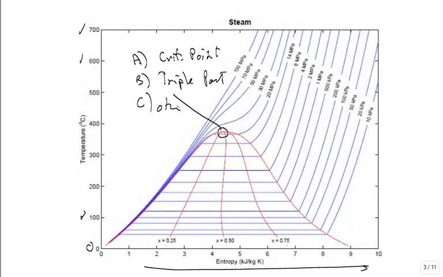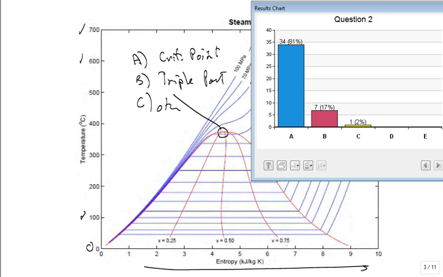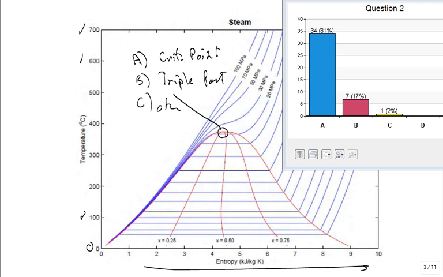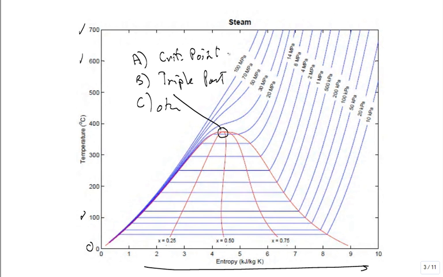Let's go ahead and stop. And we'll collect and show the results. At the critical point, that's very good. So 81% are correct. This is the critical point. It's not the triple point, okay? That's at the top of the dome.